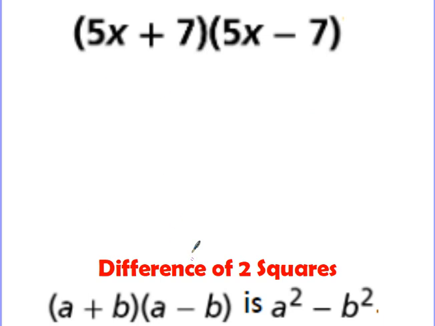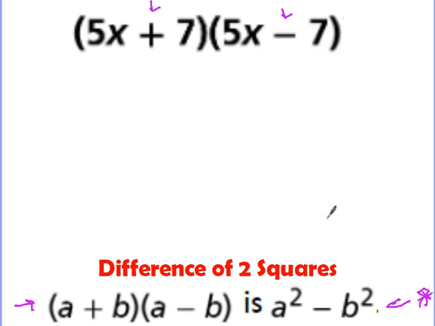Okay, so now we're going to look at the difference of 2 squares. So now I am taking 2 different binomials, but there's a difference between the two. So I have 5x plus 7 and 5x minus 7. So the difference is here. Okay, so 5x plus 7, 5x minus 7. Okay, so here's my pattern or my rule of the difference of 2 squares of which I can follow.